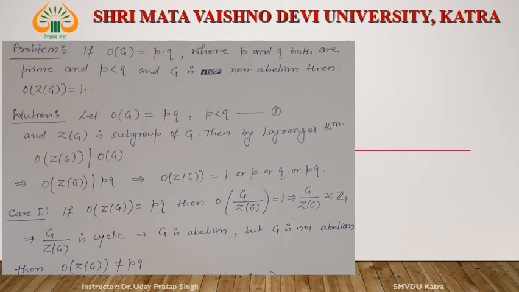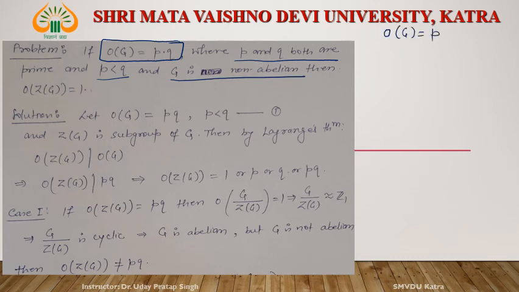If the order of G is pq, where p and q are prime numbers, p is less than q, and G is non-abelian, then the order of Z(G) in this case is 1. Following things are given: order of G is pq, p is less than q, and G is non-abelian.